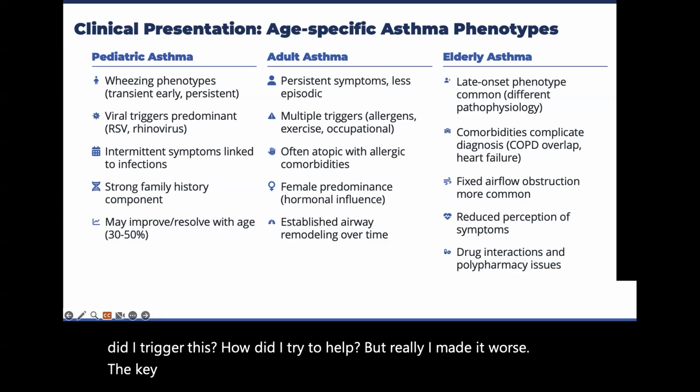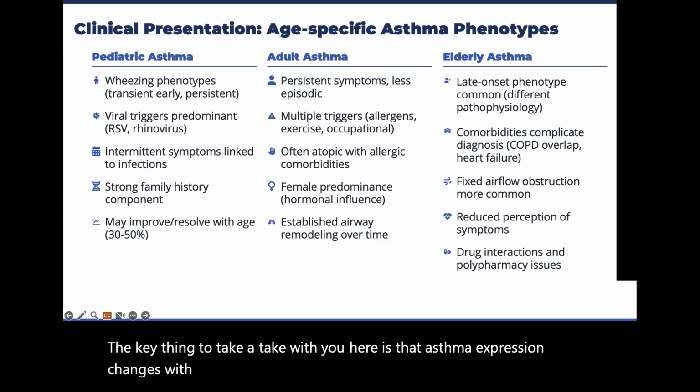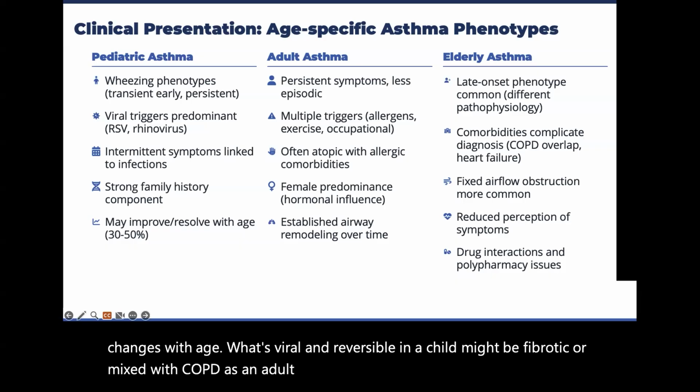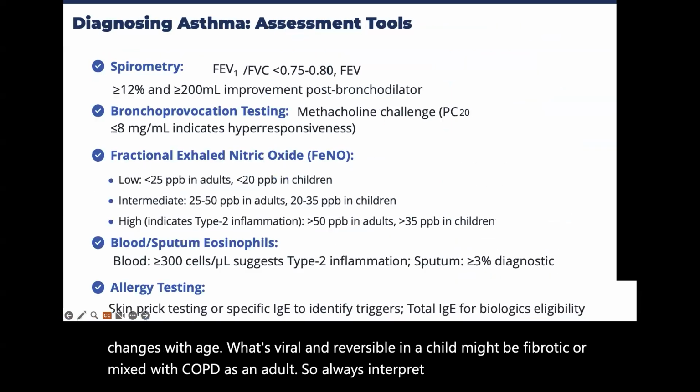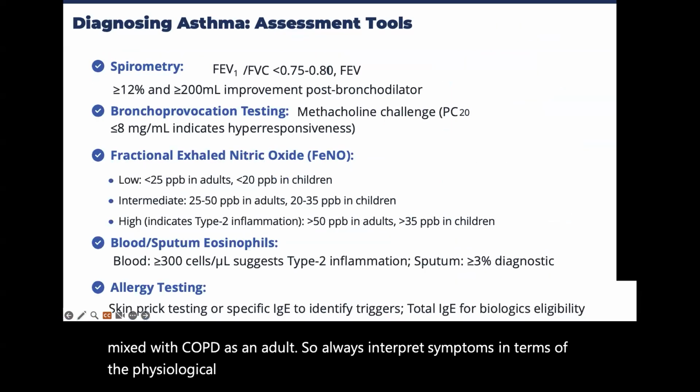The key thing to take with you here is that asthma expression changes with age. What's viral and reversible in a child might be fibrotic or mixed with COPD as an adult. So always interpret symptoms in terms of the physiological context.